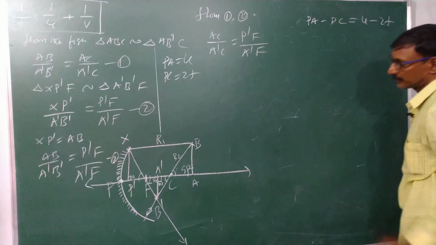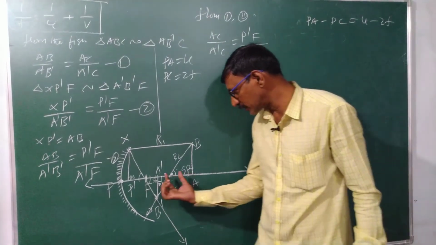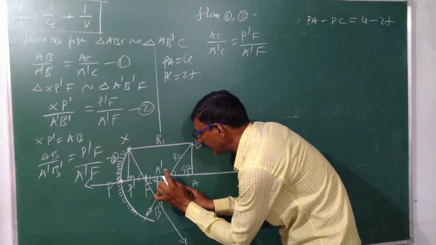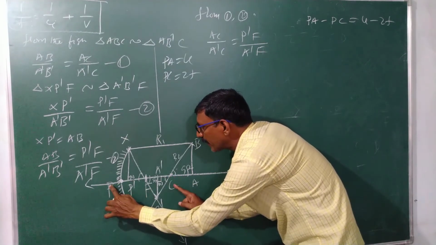2f, clear. Now coming to A dash C. This is my A dash C. A dash C is nothing but PC minus PA dash.